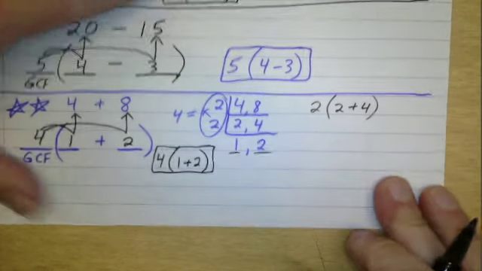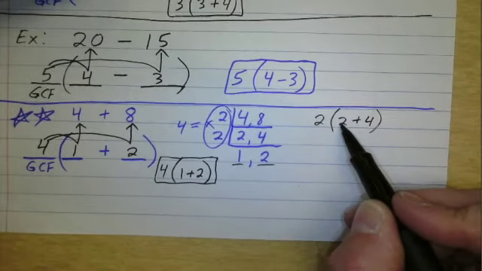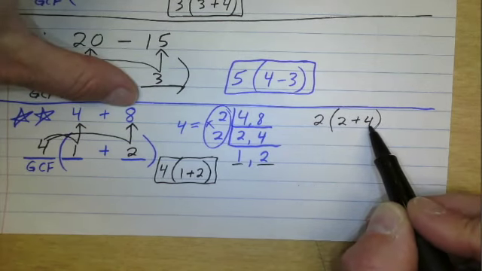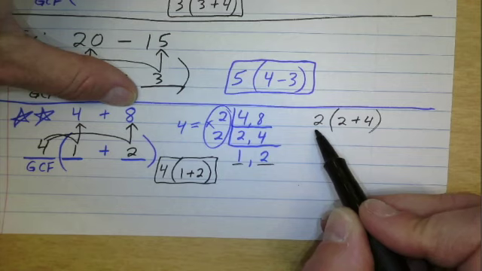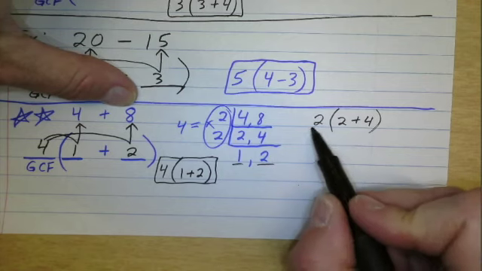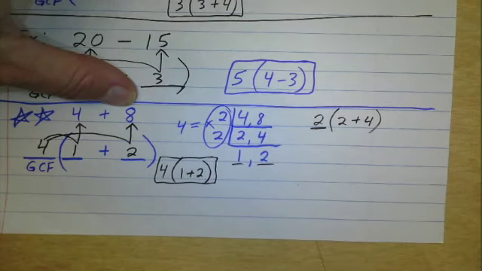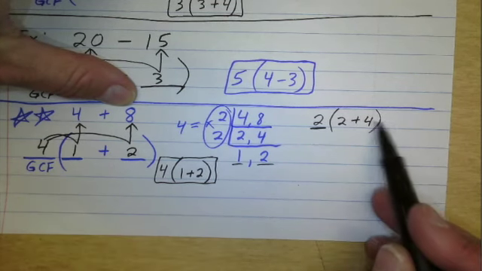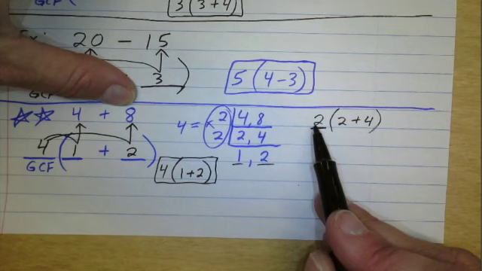And they're going to say, yeah, that works. Because when I take 2 times 2, that gives me that 4. And when I take 2 times 4, that gives me 8. The problem with writing it this way, it works, but this number right here, 2, is not the GCF. The GCF, or the greatest common factor, is actually 4. So this works, but they still have a greater common factor they could have on the outside.